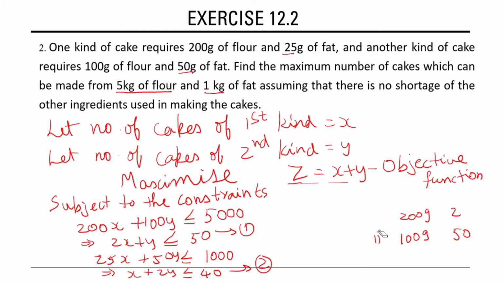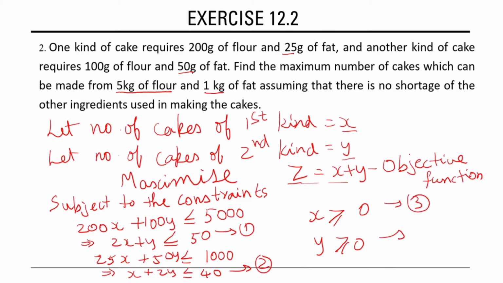And then we have 2 more constraints called the non-negative constraints of variables x and y. Now, we cannot make a negative number of cakes. So, the values of x and y have to be non-negative. So, x greater than or equal to 0 and y greater than or equal to 0. This is inequality 3 and this is inequality 4. So, these two are called non-negative constraints.